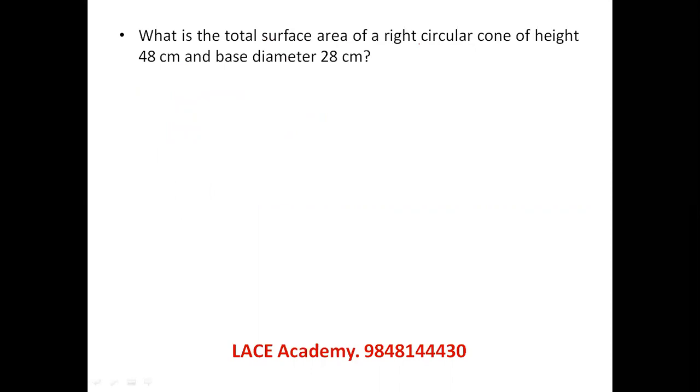What is the total surface area of a right circular cone of height 48 centimeter and base diameter 28? So total surface area of a right circular cone. Cone total surface area is pi r square plus pi r L. R is already given. We have to find L. L equal to root of r square plus h square, which is equal to root of diameter is 28, radius is 14, and h is 48.